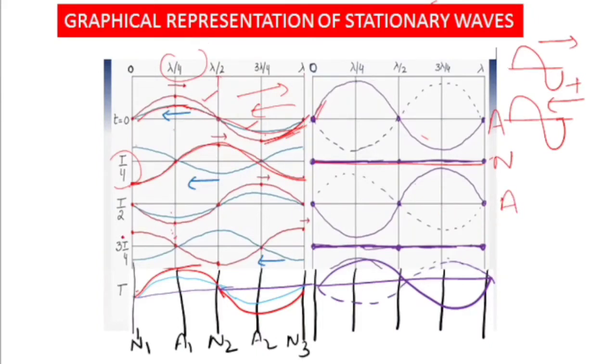Then again after 3T by 4 time, when both waves advance 3 lambda by 4 distance, these two waves are like this one, and in this case both are out of phase, and here minimum displacement is there. Again a node is formed. Then at time T, both come to the original position, the crest of one coincides with the crest of another, and this type of wave is formed. Maximum displacement, an antinode is formed. So antinode, then node, again antinode, then node, then again antinode. This type of wave is formed.